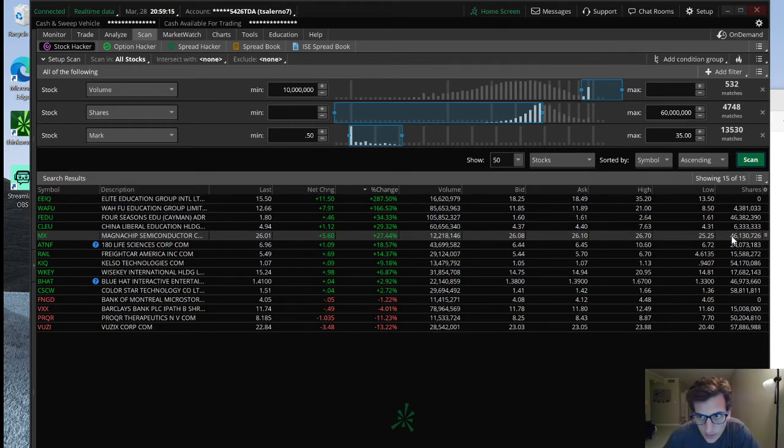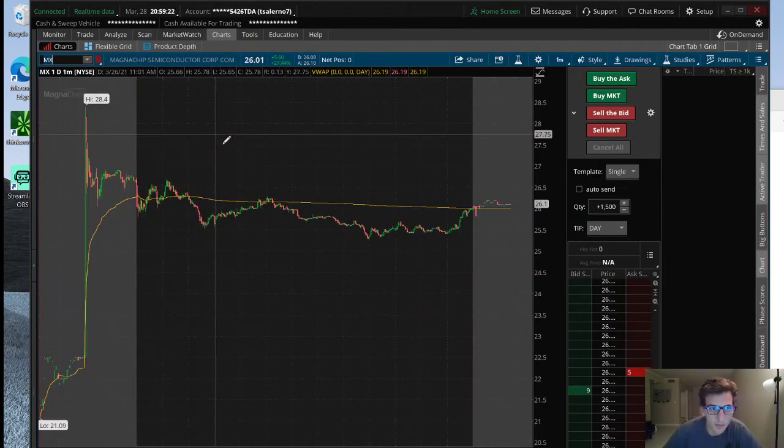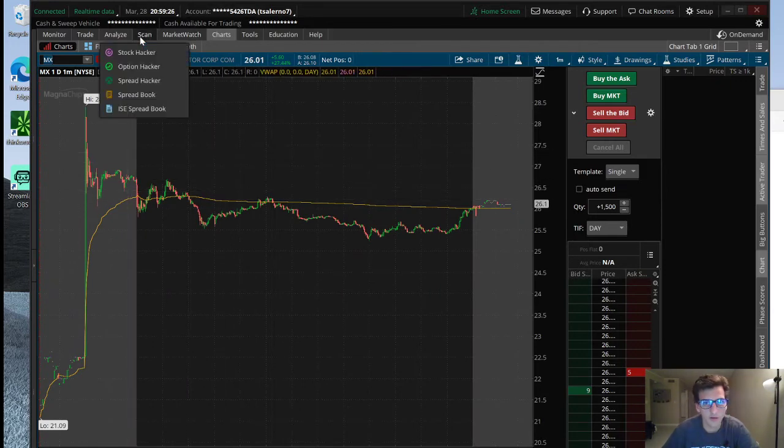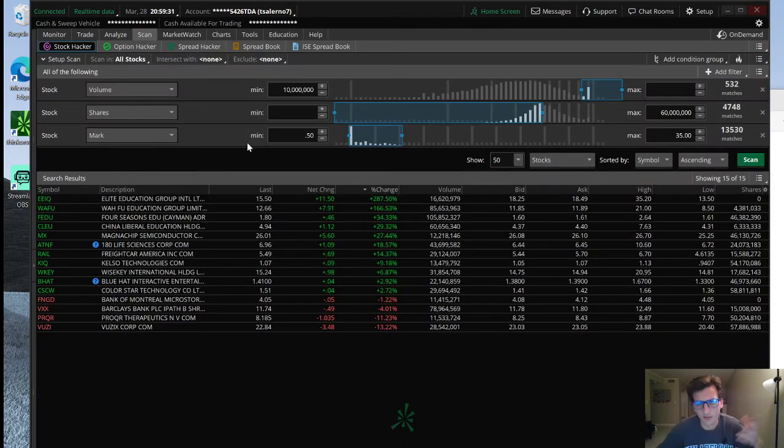And actually, wait, let's look at this. MX, $26. So that's kind of higher. Oh, this is a buyout. So this is the buyout on Friday. So this is not a good example. But yeah, a higher stock price with a higher float, let's say 46, 50 million, is not going to move as much as a lower price stock, let's say $2 or $4 at 46 million, just because it's going to cost more to accumulate those shares.